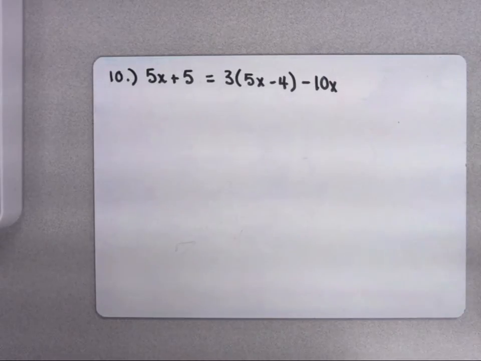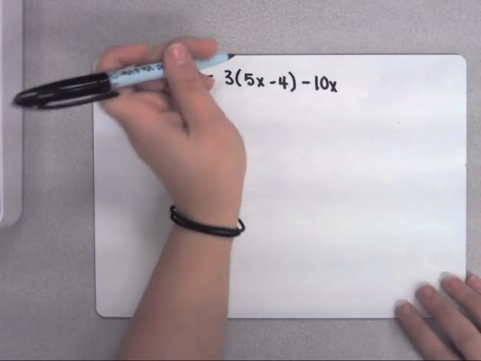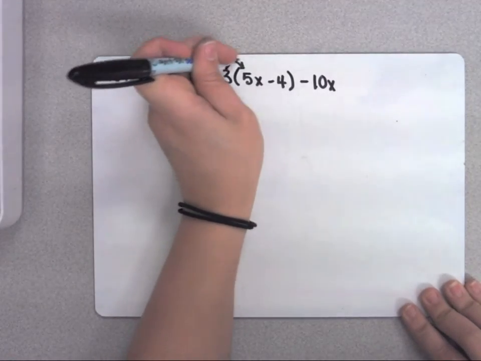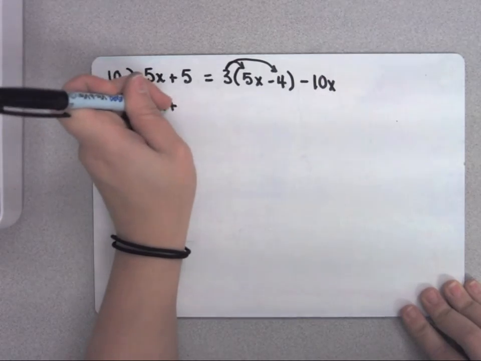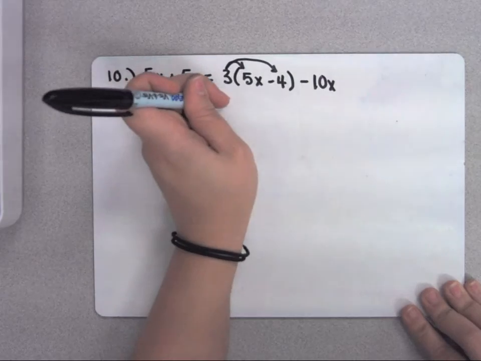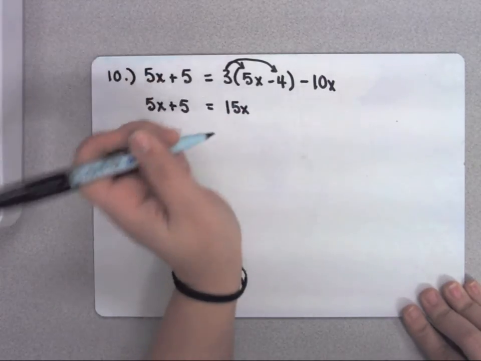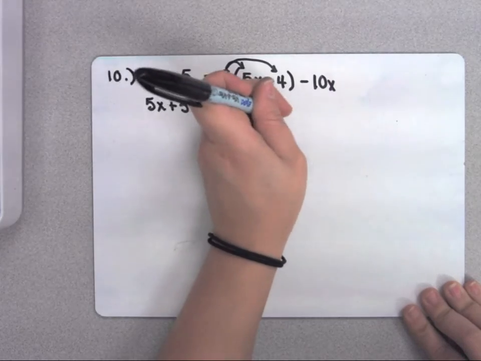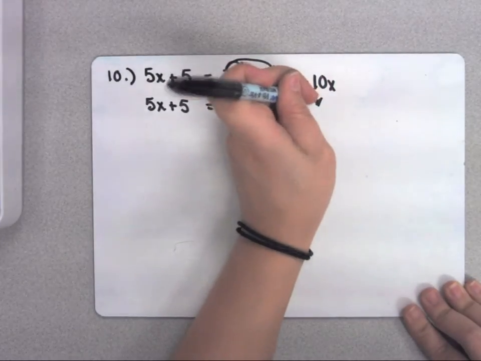So just like a normal problem, I see parentheses. I look at them first. What are we going to do? Distribute. Deal with that first. So on this left side, we did nothing to it. So we're going to bring it down. 3 times 5x is 15x's. 3 times negative 4, negative 12. What do I do with this minus 10x? Bring him down because I didn't touch him, right?